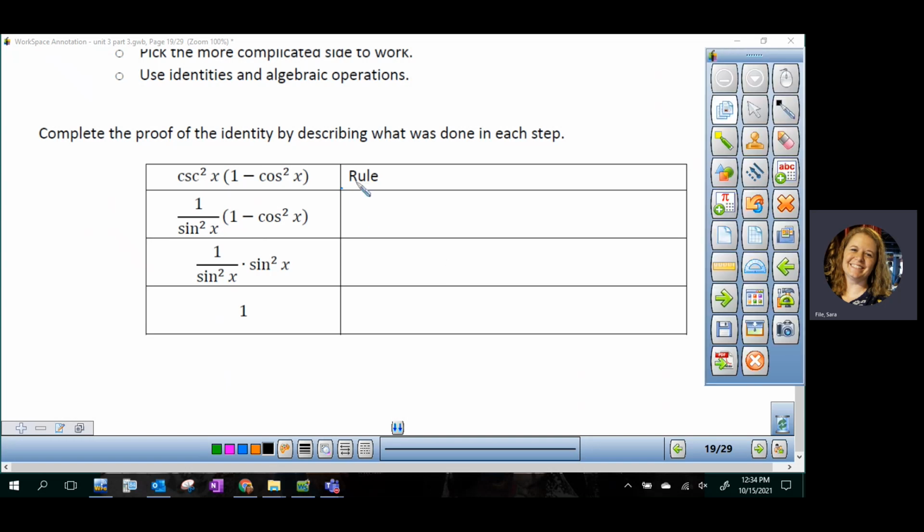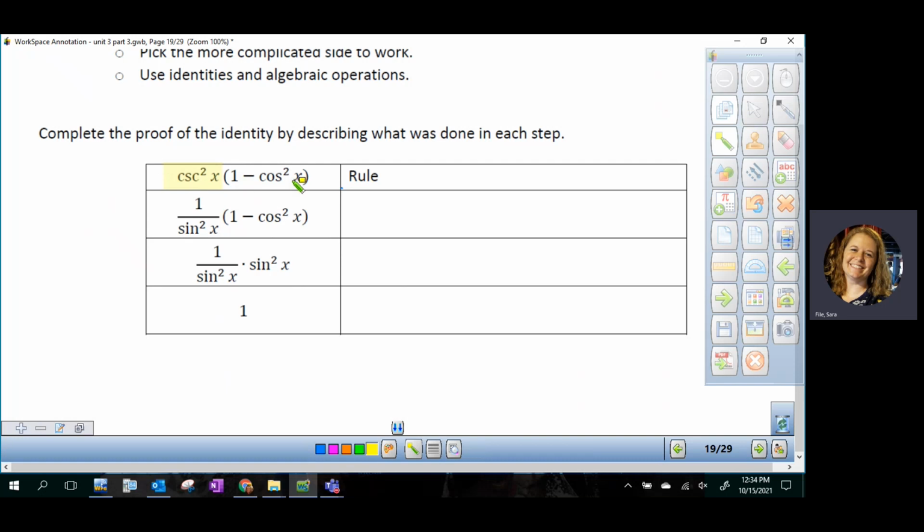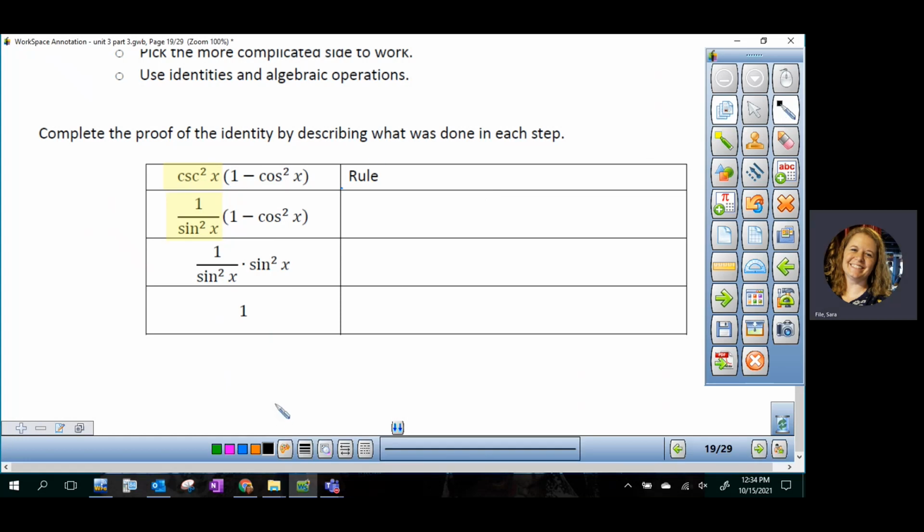The first couple are going to walk us through. They're going to be a little simpler. They'll get harder as we go. So in this first one, from the first line, which is what was given, they changed cosecant squared to 1 over sine squared. Can anybody tell me why they were able to make that substitution? It's a reciprocal identity. So my reason for that step is the reciprocal ID. I got from this line to this line by using a reciprocal ID.